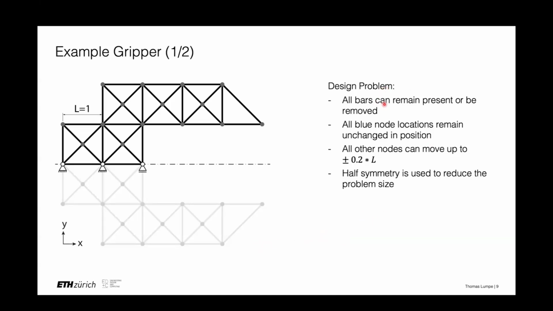All bars can remain present or be removed in the first part of the problem. The blue nodes, if I click through, remain unchanged. In this case, it's just a few of them. Some nodes can only move within a bounding box. And in this case, we have an input deflection here, and we want the gripper to move in this direction here, the UT, to be able to grip an object.